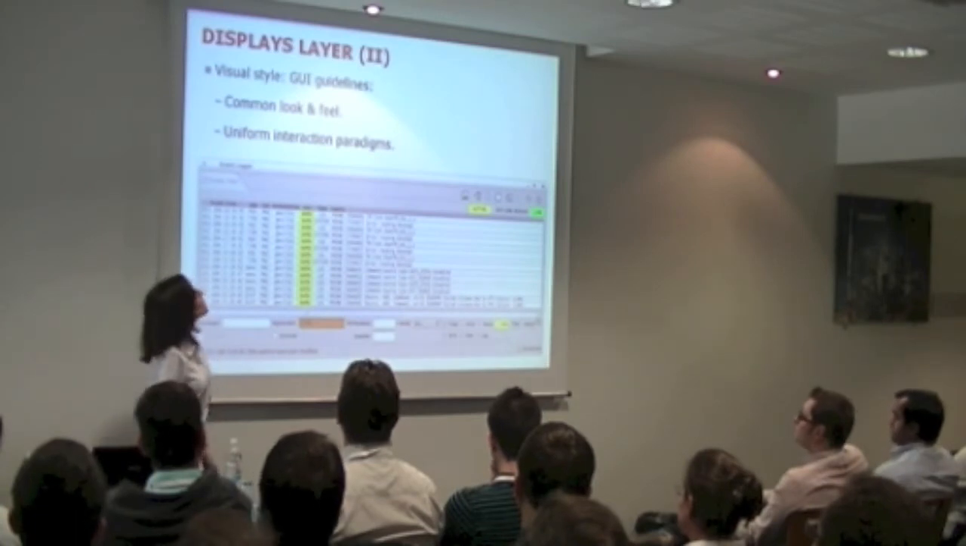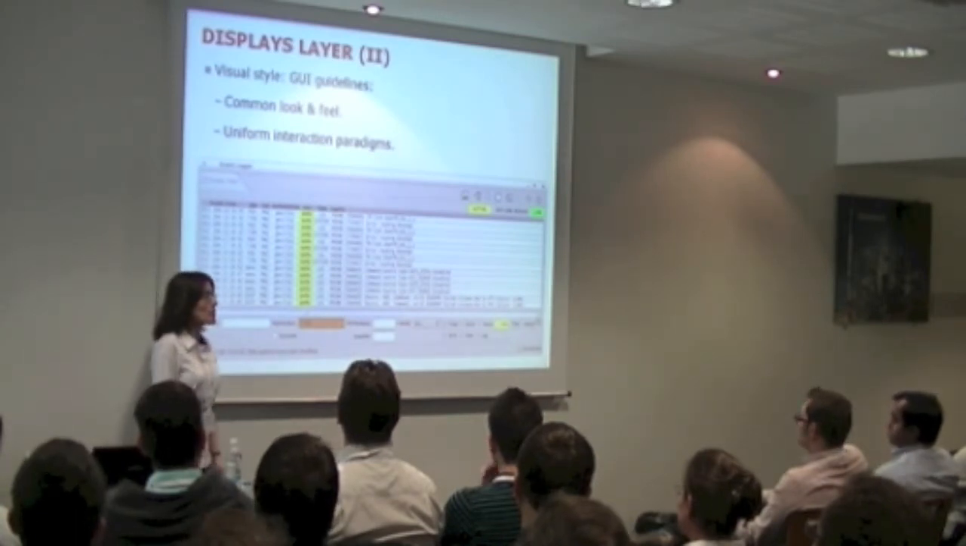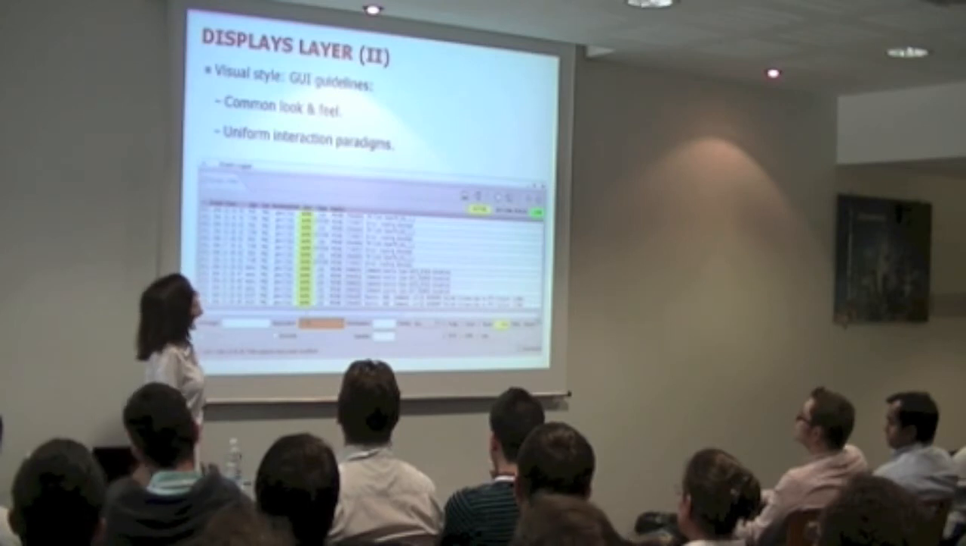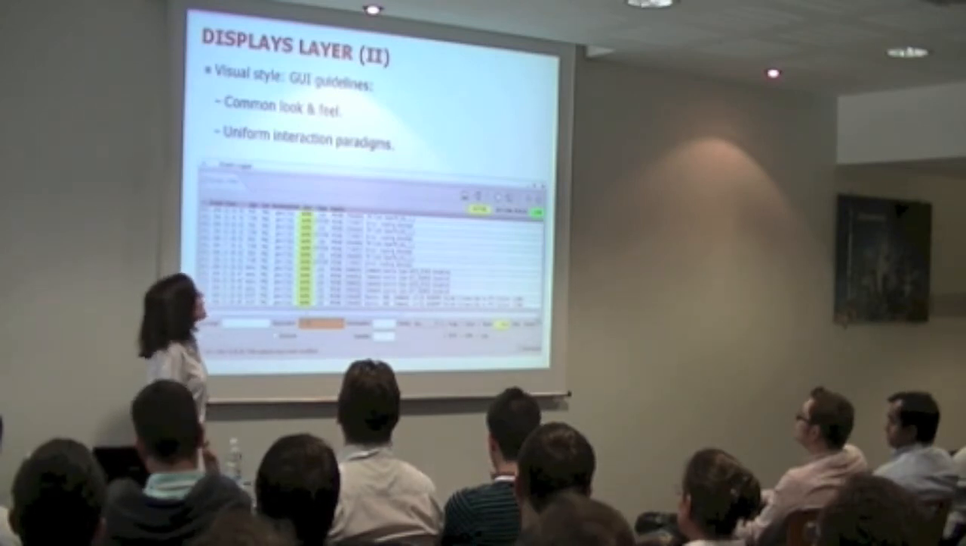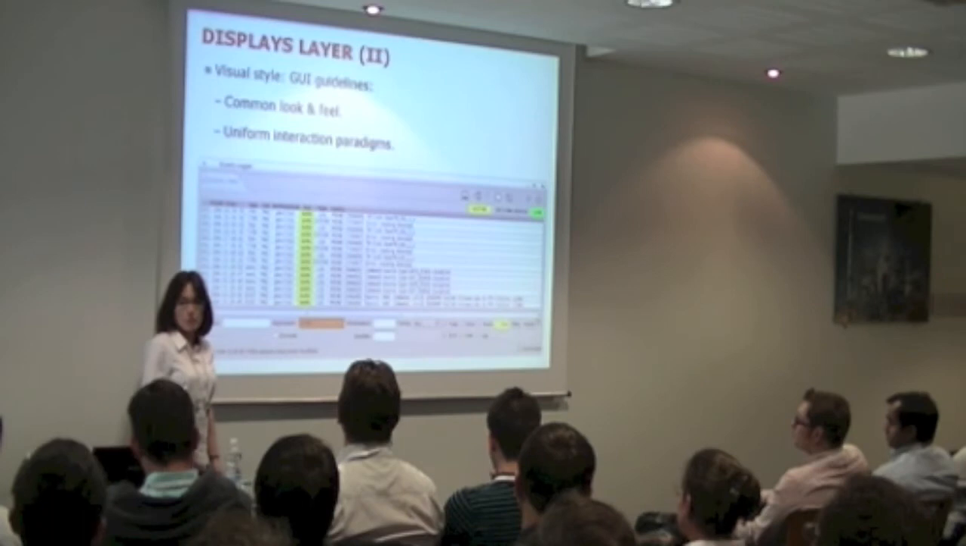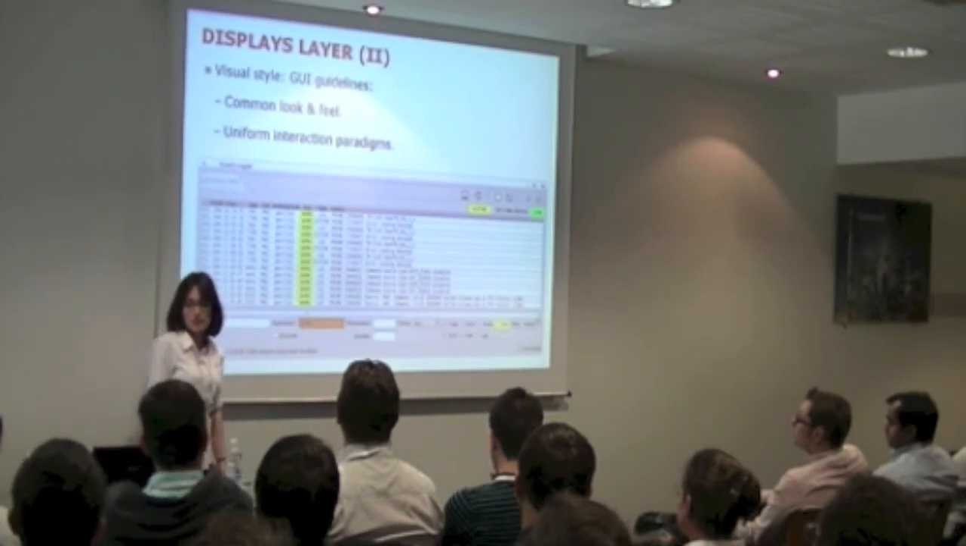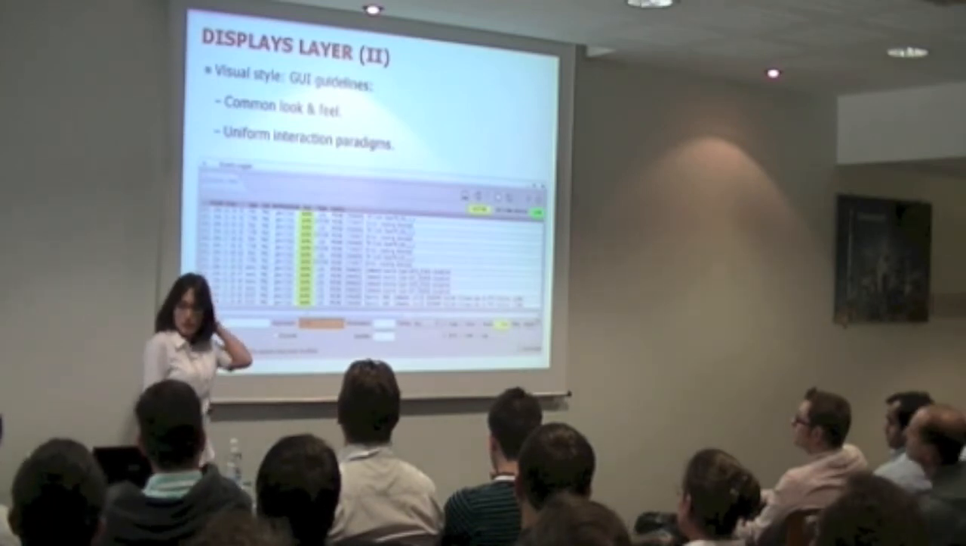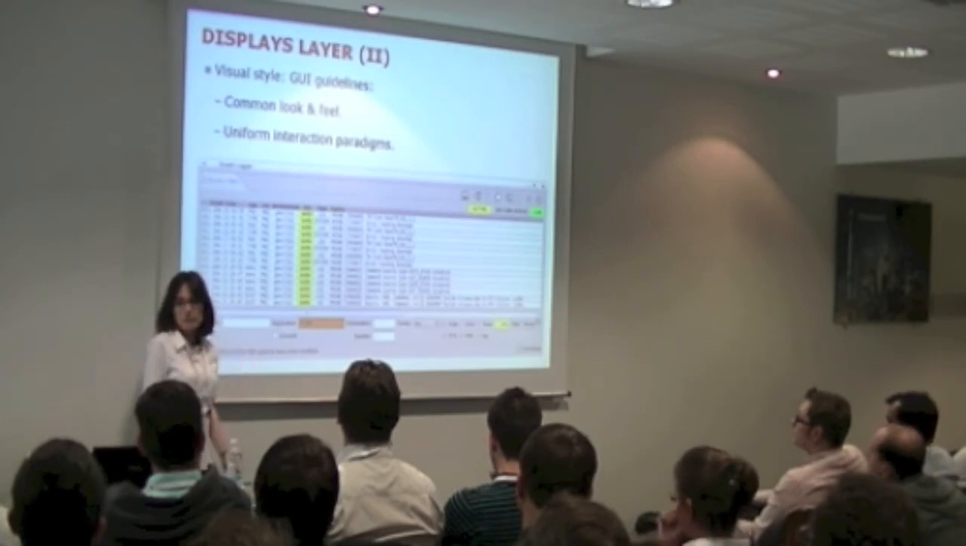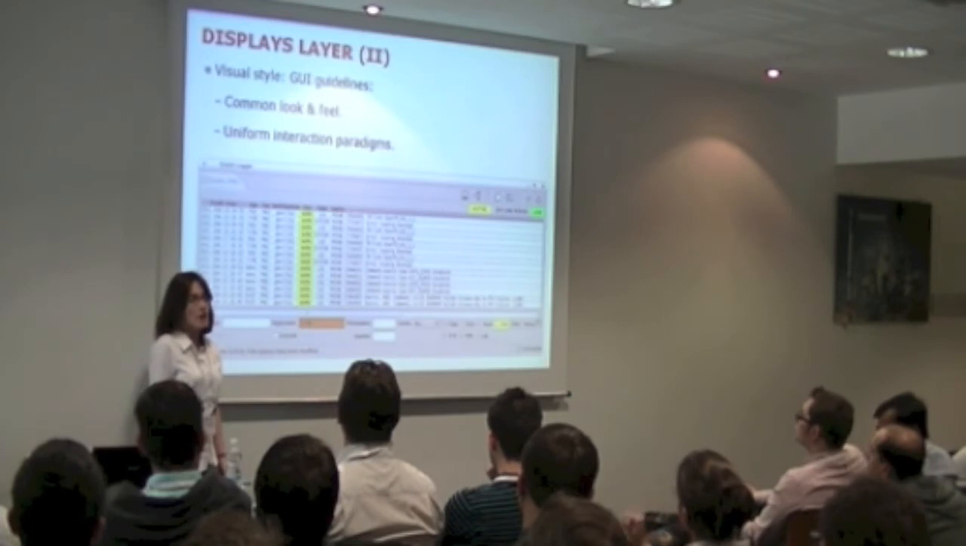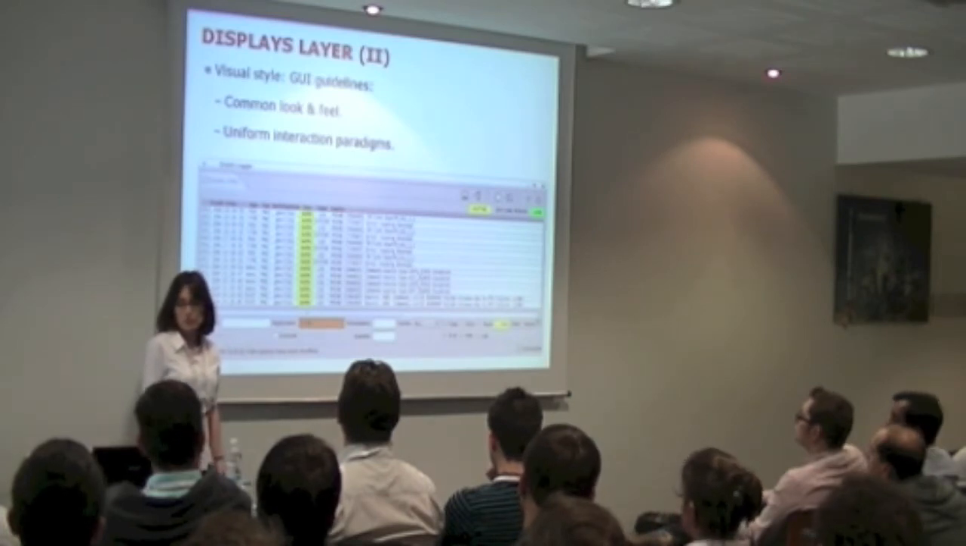GMB also defines some graphical guidelines to harmonize all the displays that we develop. These guidelines define the common look and feel that the application has to have, and these guidelines, for example, establish the set of icons that we have to use in our applications and the set of colors that we have to use.